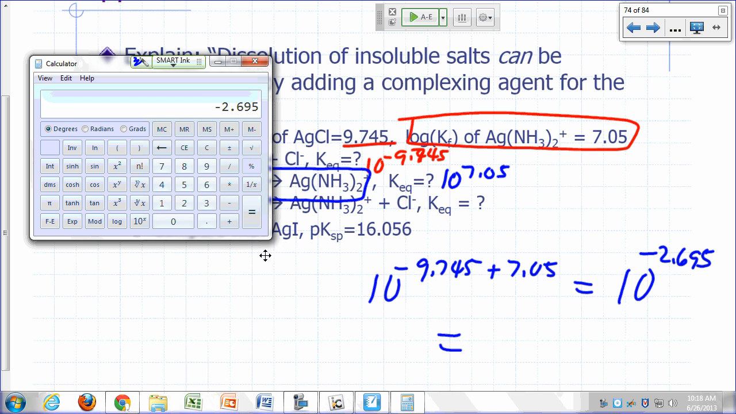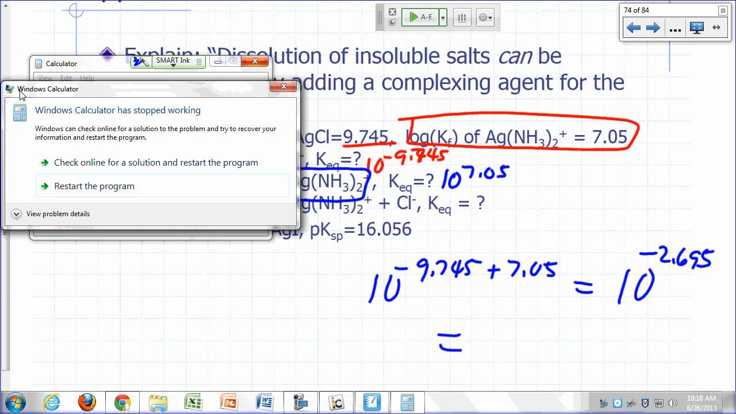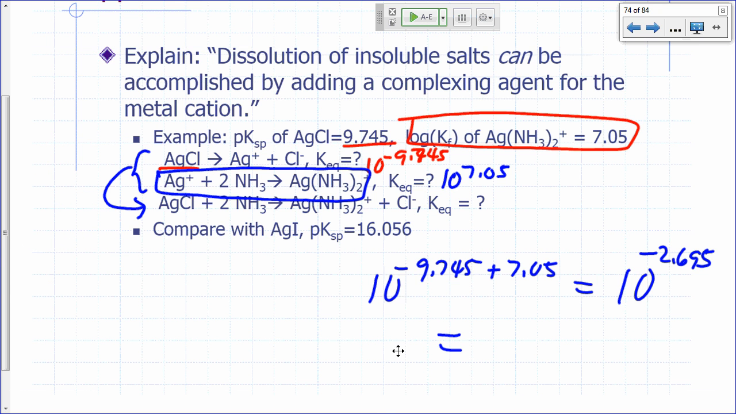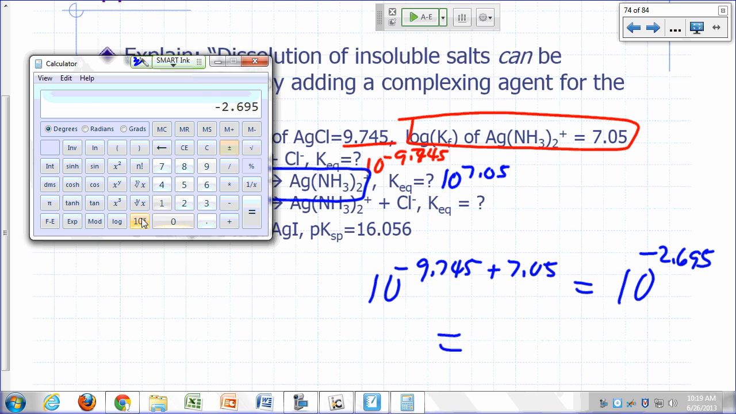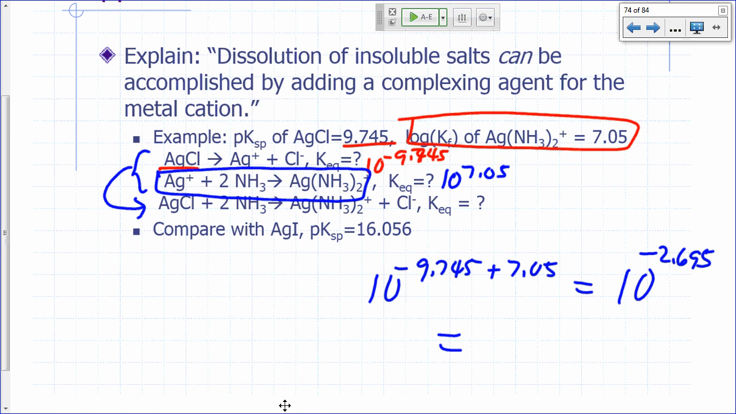What did I just do? Calculator stopped working. Negative 2.695. Change that to exponential notation. It doesn't know how to do it. Okay, try again.